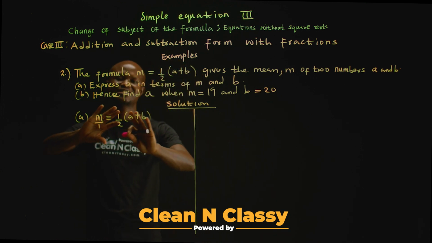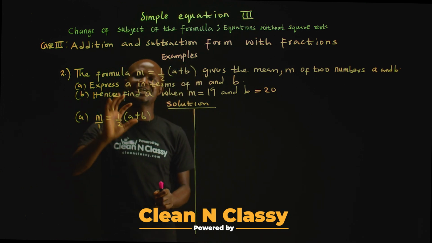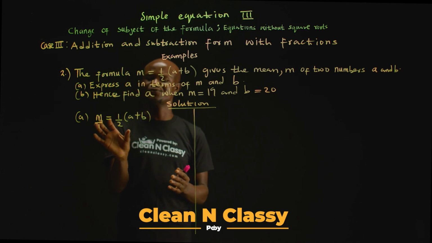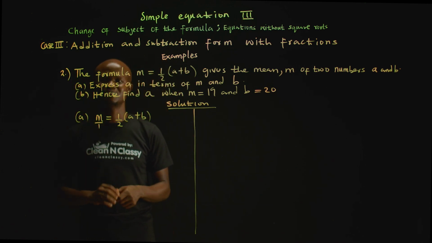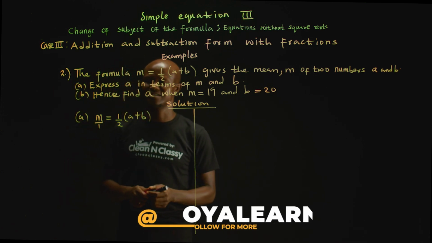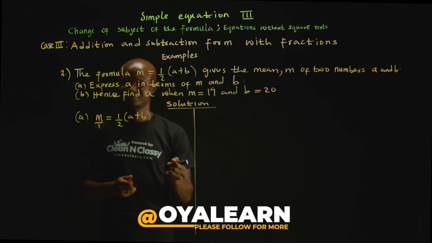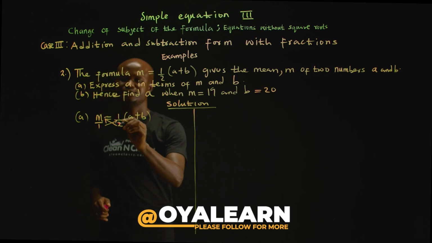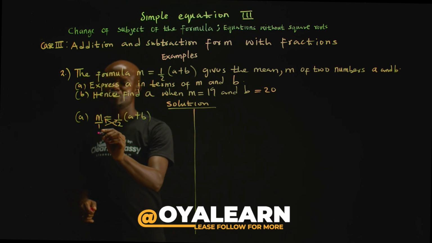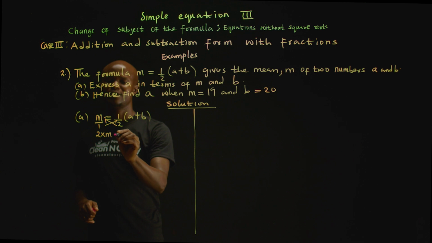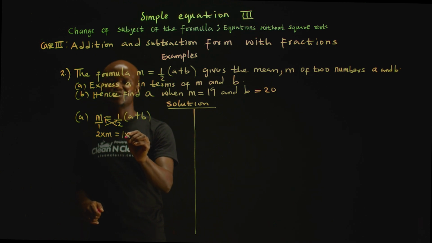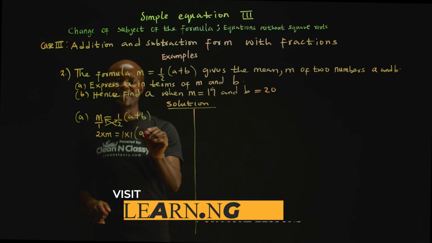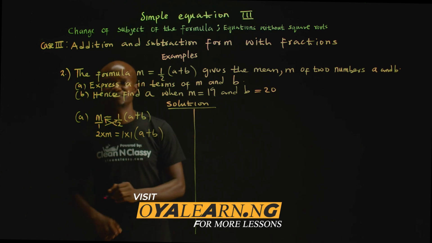Let's assume this is a simple equation. I want to find a. How do we do that? The first thing for us to do is to cross multiply. It's still the same process. So we cross multiply. By cross multiplying, what do we have? We have 2 times m equals 1 times 1 into a plus b.